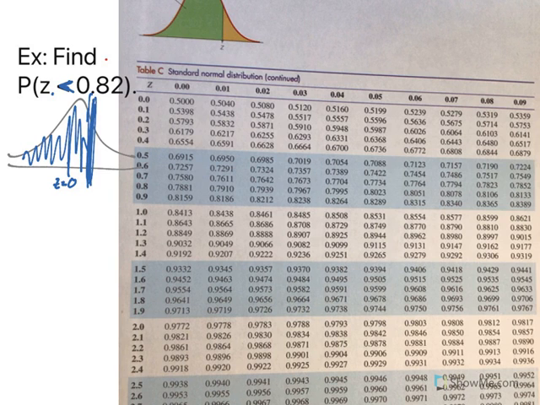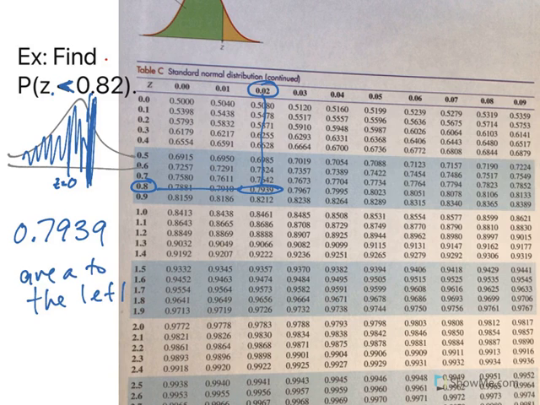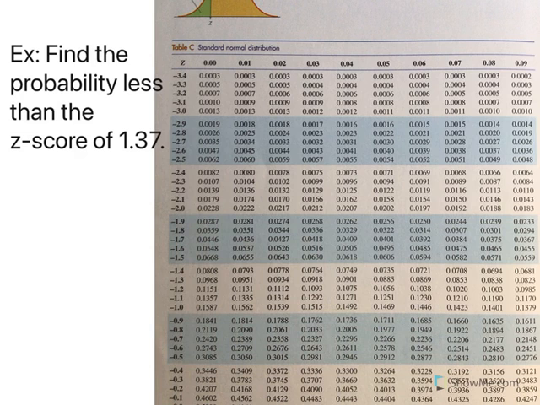So I look at my z-score. Here's 0.8, and then here's the hundredths. Where do those two meet? Right here. So the area to the left is 0.7939. That is the area to the left, which is less than. Okay, that's what we're looking for here. If you're finding area to the left, these are actually pretty easy because it's just whatever the table tells you.